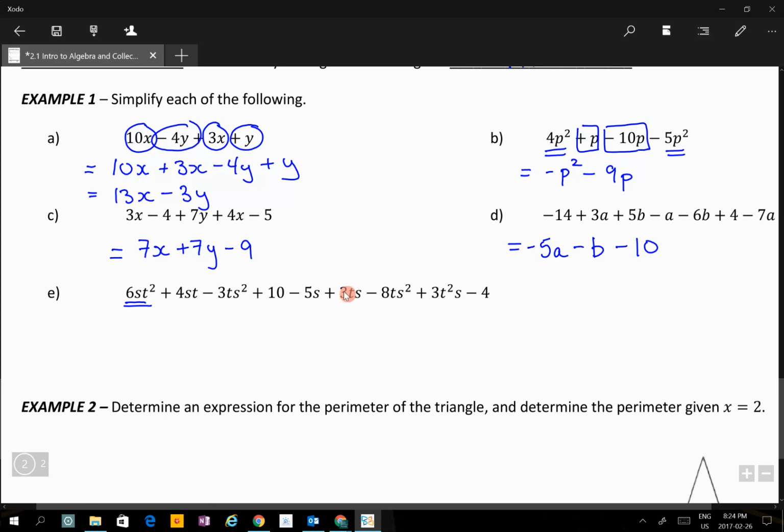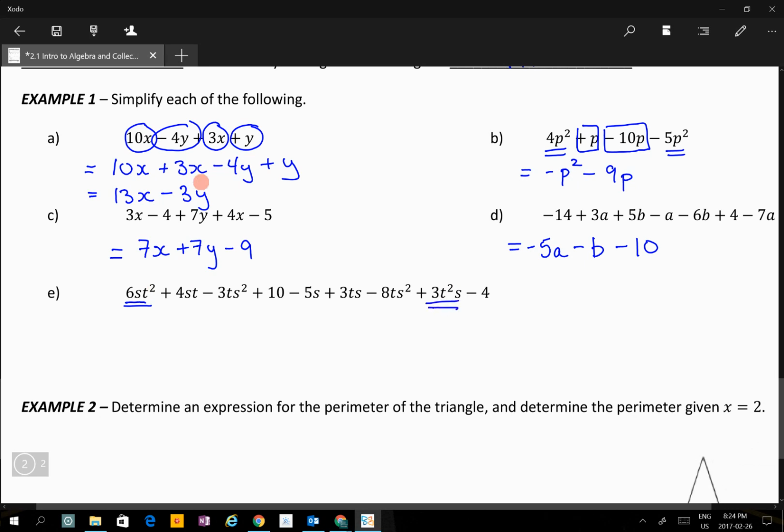10, nope. 5s, no. 3ts, no. 8ts squared. There's a t and s squared. Nope, still doesn't work. Different exponents. Down here, though, we have t squared and s. Same exponents. The order doesn't matter as long as you have the same variable with the same exponents. So t squared matches with the t squared here. S matches with the s. So these two are like terms.